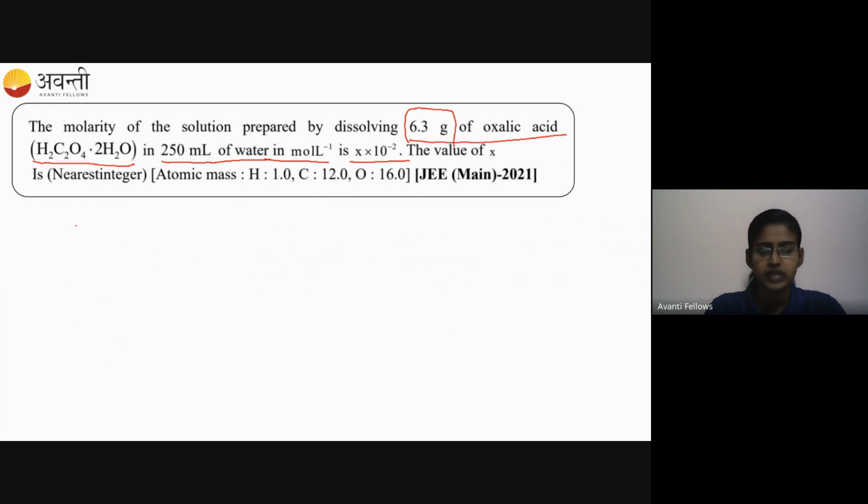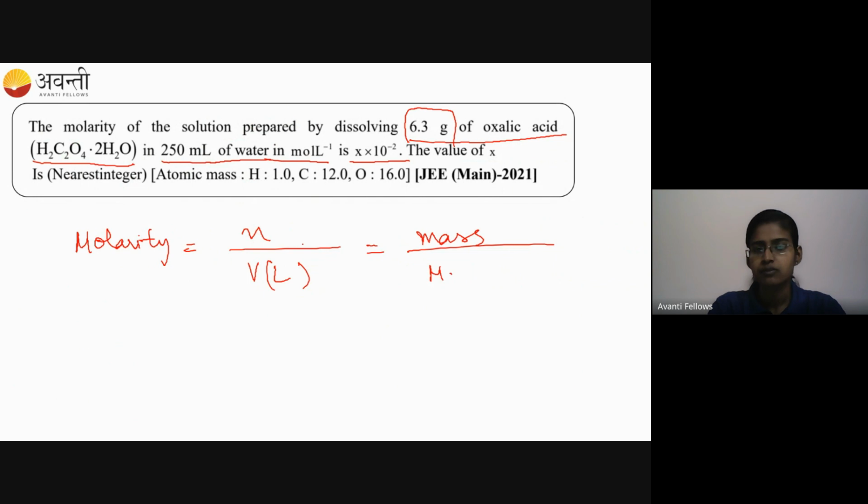So we can use the molarity formula. Molarity is equal to the number of moles of solute divided by the volume of solution in liter. We don't have the number of moles, so what we have to do? We have to do mass by molar mass into volume. So what is the given mass? 6.3 divided by molar mass, which we have to find out.